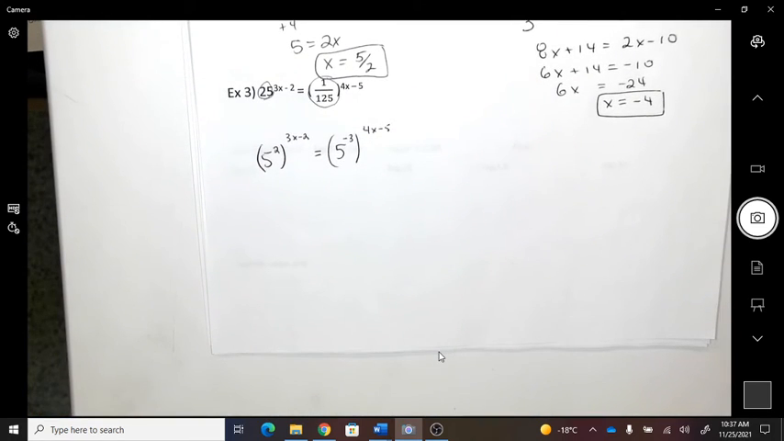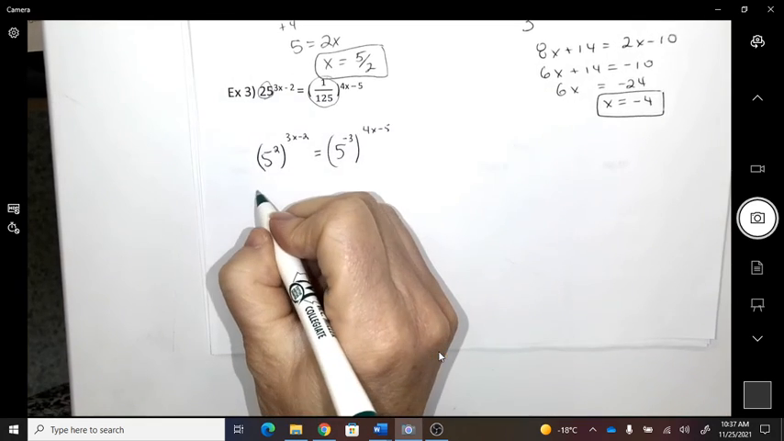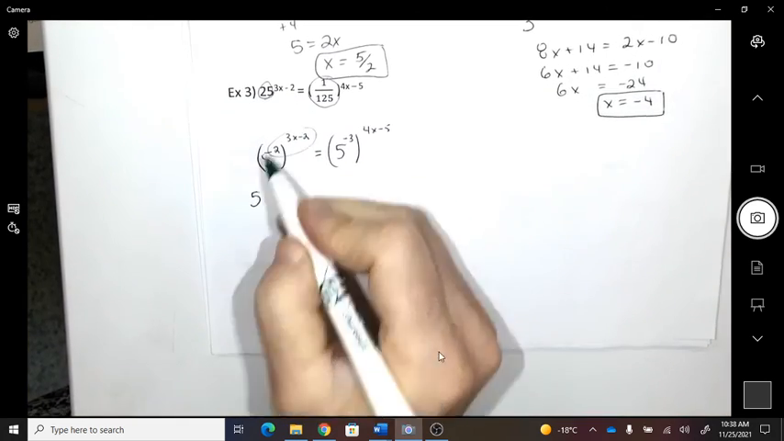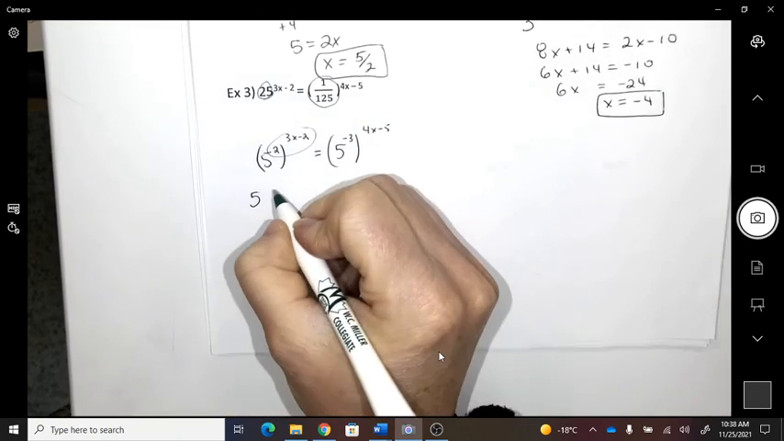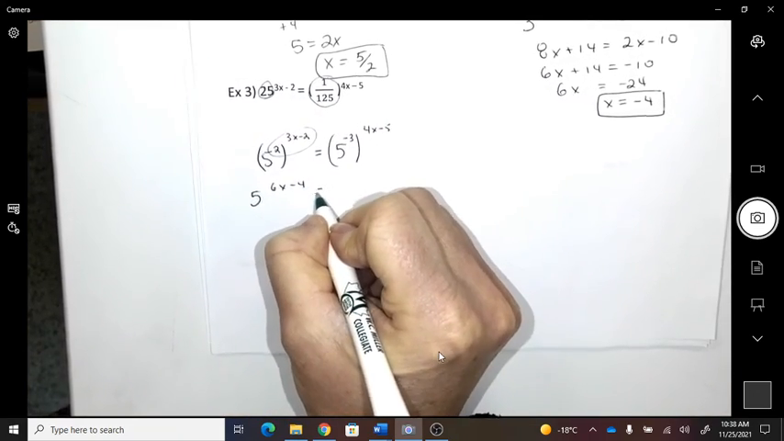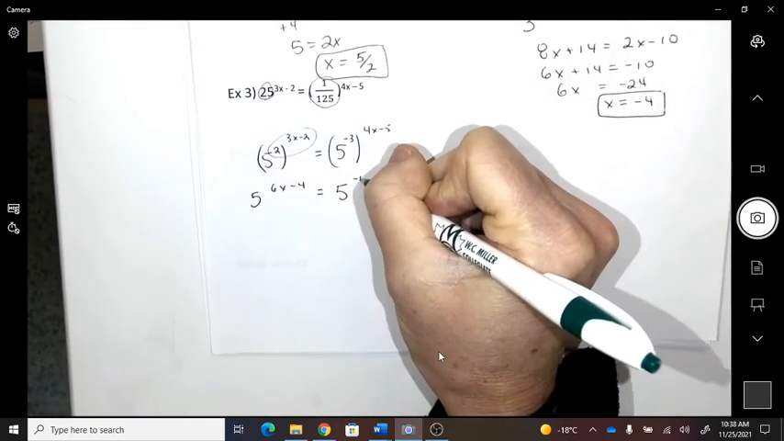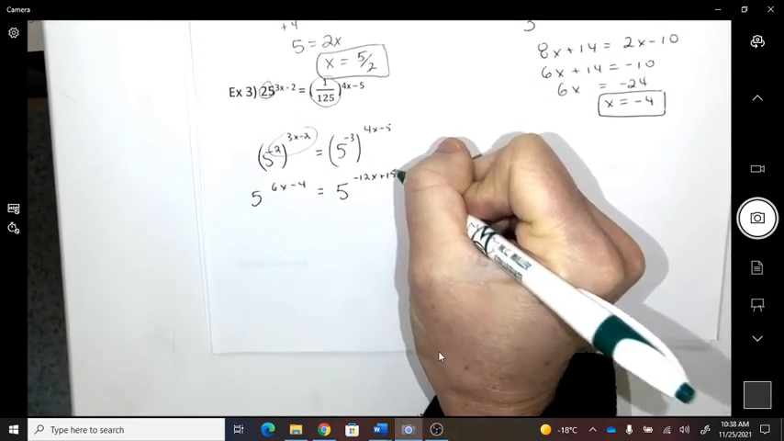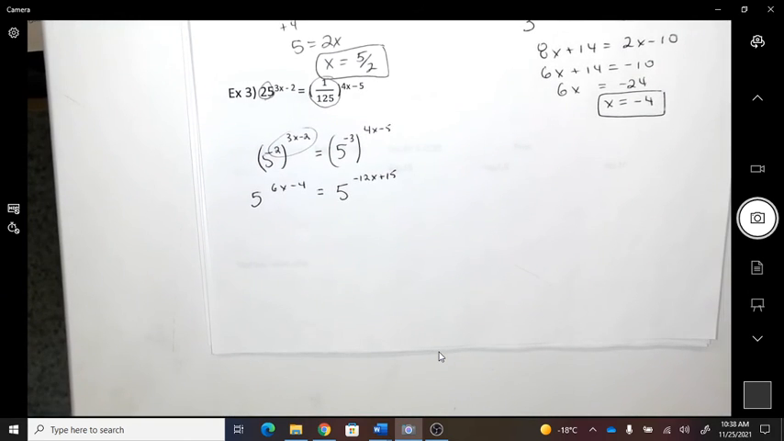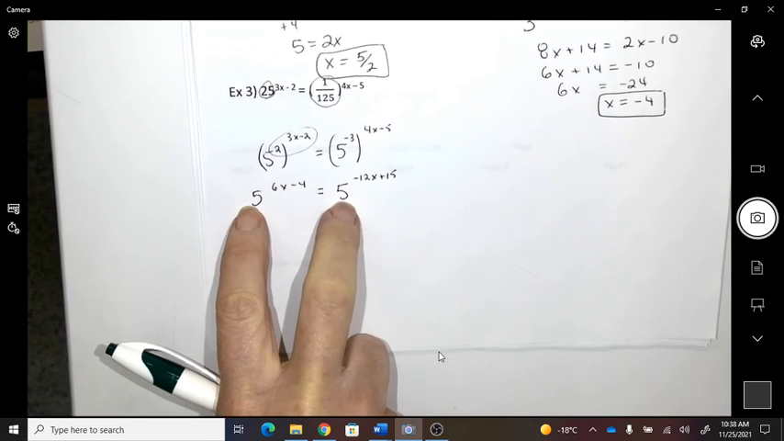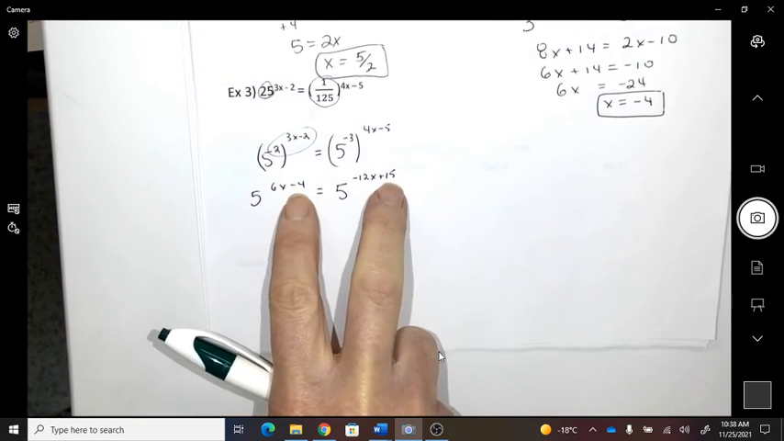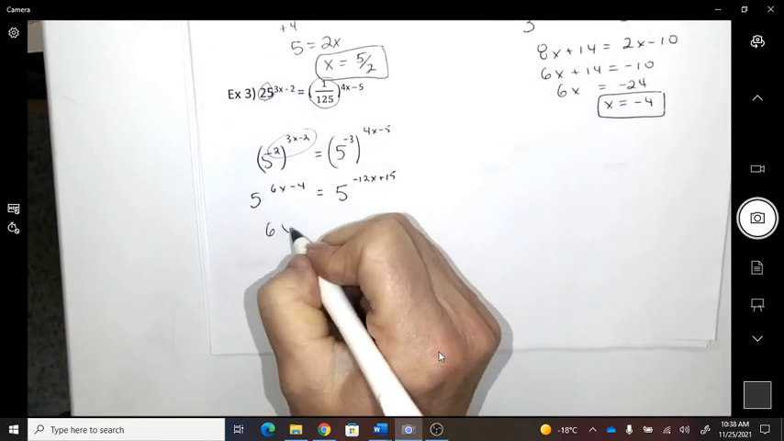Okay, now it's going to go 5 to the, so that's going to get multiplied, right? So 6x minus 4 is going to be the same as 5 to the negative 12x plus 15. Okay, so if my bases are the same, I have to conclude my exponents will now need to be the same and solve.